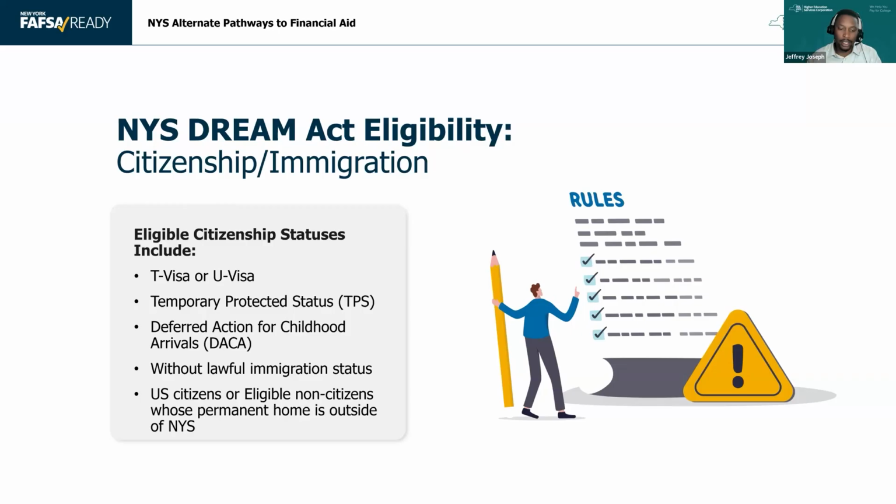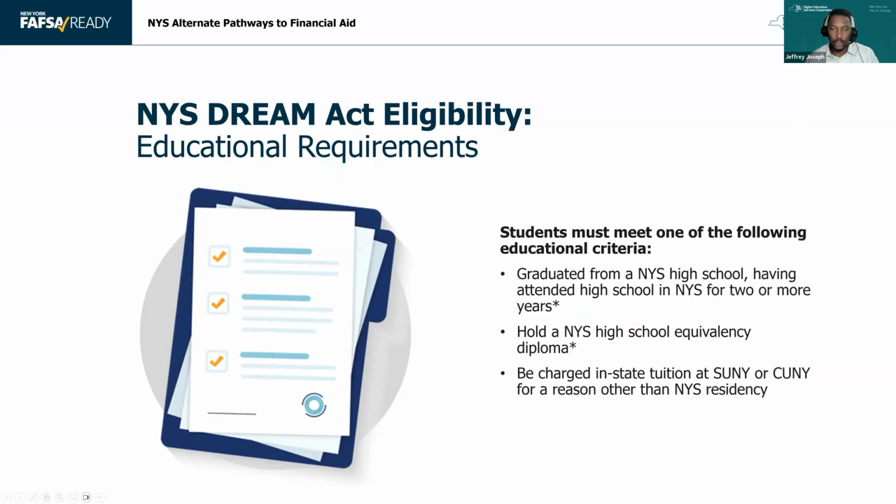They may be eligible for the DREAM Act, but they also have to be verified on these educational requirements as well. So the educational requirements for the DREAM Act are as such. They must have graduated from a high school in New York State, having attended for 2 or more full years, right? So all their junior year and all their senior year, they have to attend high school in New York State and graduate. Now, they could also hold a New York State high school equivalency diploma, so that would work for students. Now, there are some students that get here, they're about to graduate high school, and they don't want to get a GED, and they want to be able to graduate, but they won't have those 2 years.